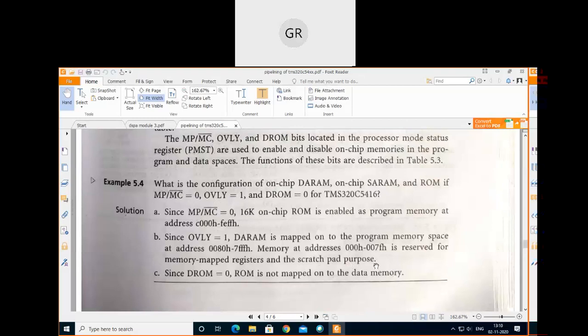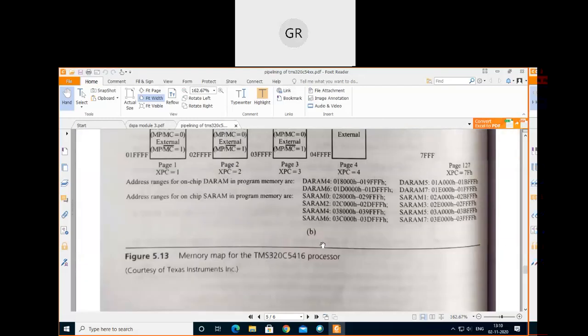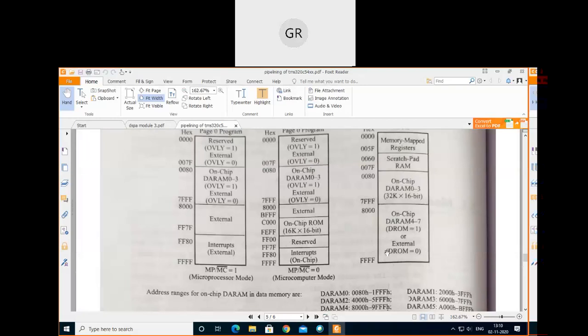Since DROM equal to 0, ROM is not mapped onto the data memory. Here, DROM equal to 0, ROM not in the data space. You can use the external ROM memory. When DROM equal to 0, you can use the external ROM.